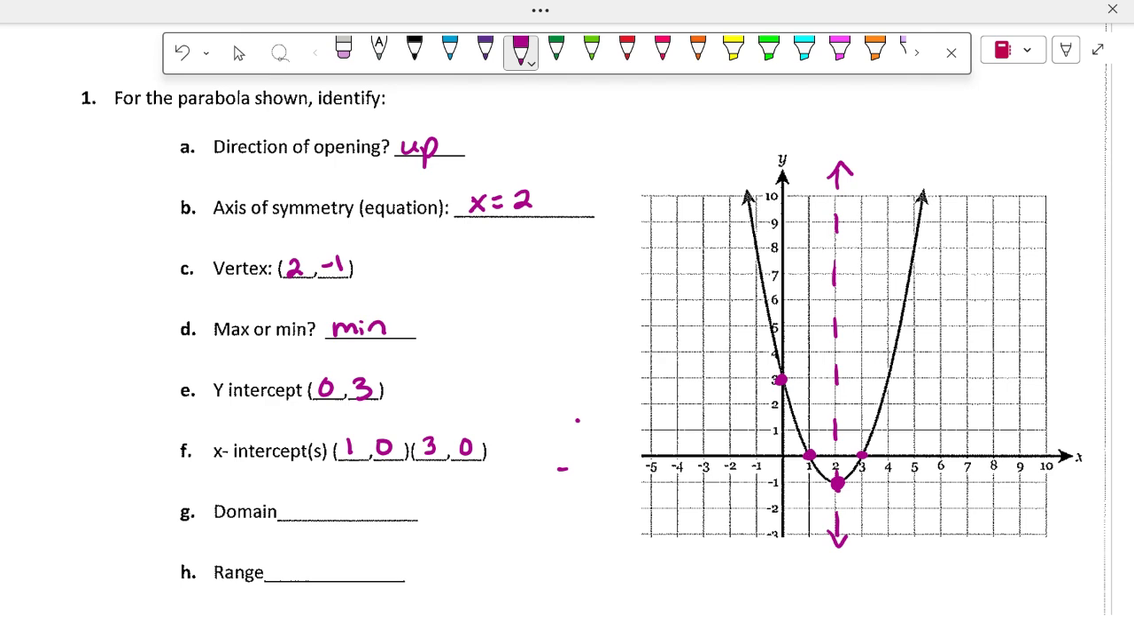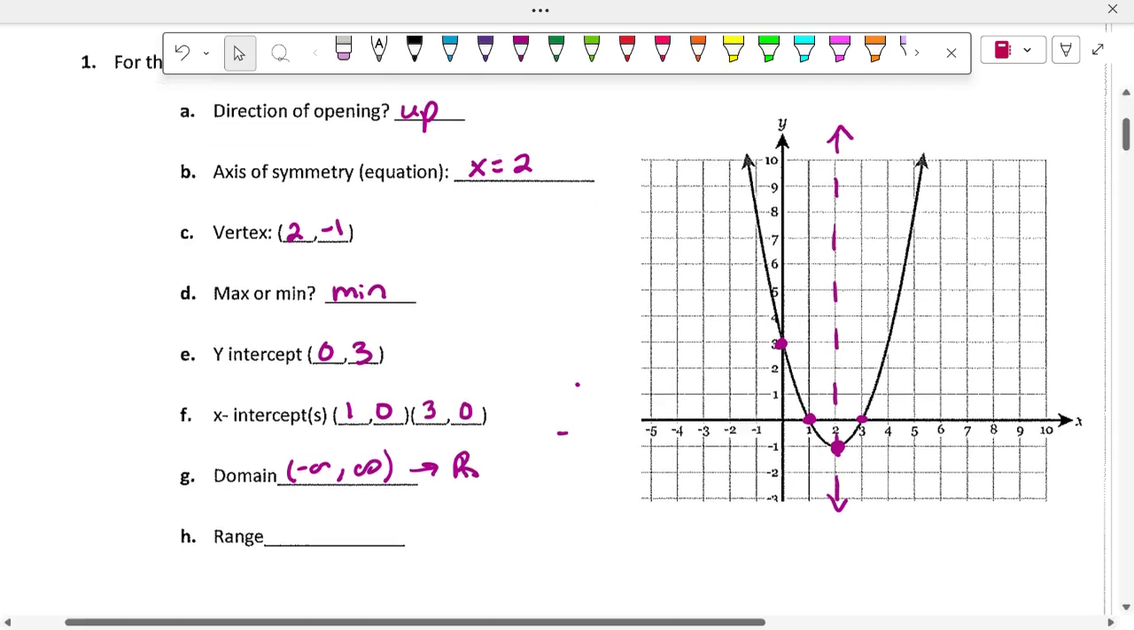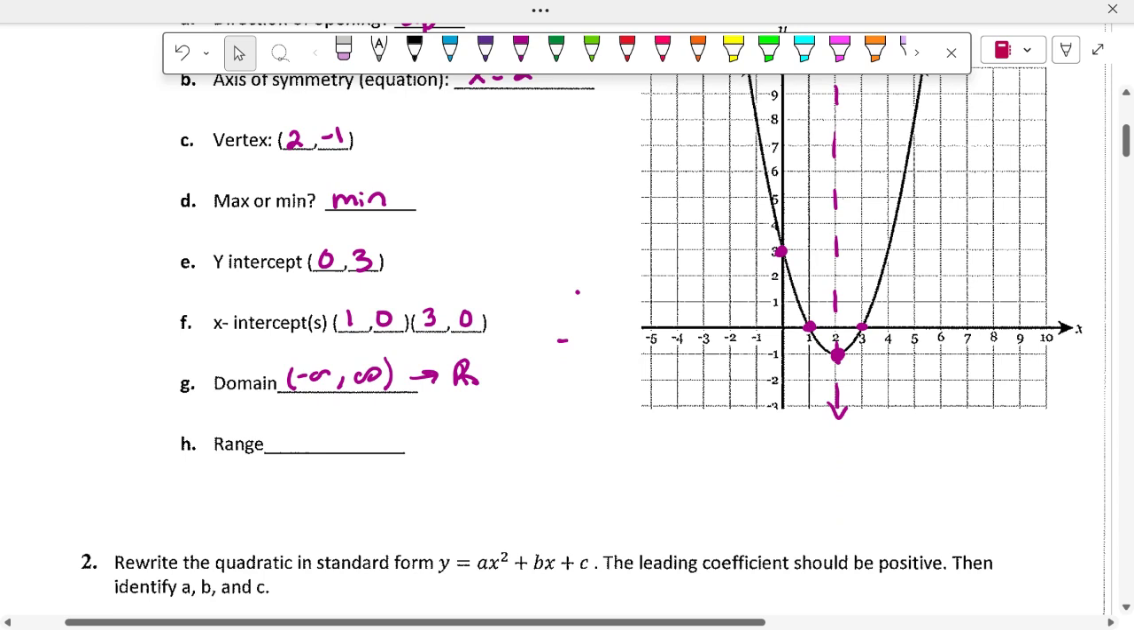All right, now domain. What did you get for your domain? Abby. Say one more time. All real numbers. All right, so the domain, you could have said negative infinity to positive infinity, or you could have said all real numbers. Either way, it's the same thing. Could it be like positive infinity and negative infinity? Nope. Got to be from least to greatest.